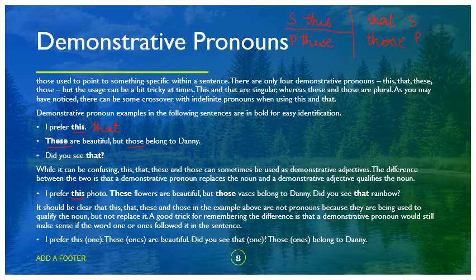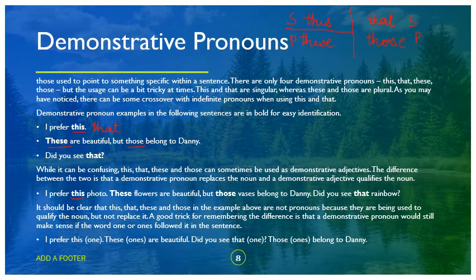Did you see that rainbow? Now rainbow is at a distance. So that is why we use that here. It should be clear that this, that, these, and those in the example above are not pronouns because they are being used to qualify the noun but not replace it.